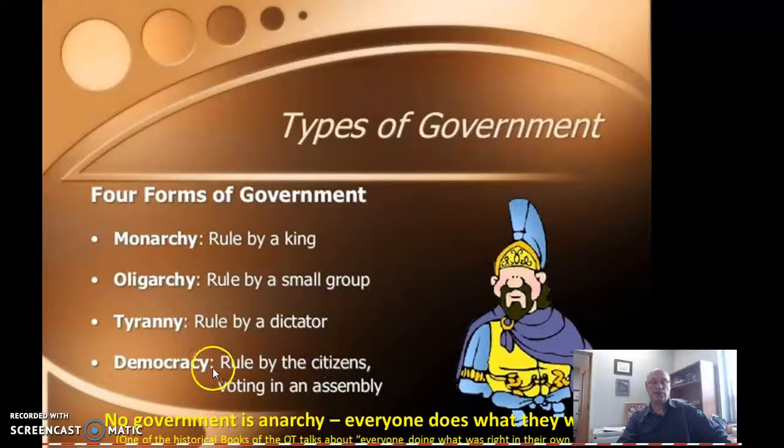We actually have a certain kind of democracy, a republic, but we don't have time to go into all the subtypes of these. These are the basic four forms of government. There is another kind of government that would be no government, and that would be anarchy, where everybody does whatever they want. Actually, one of the historical books of the Old Testament that you'll be looking at uses a phrase oftentimes saying everyone does what is right in their own eyes. That is anarchy, no government.